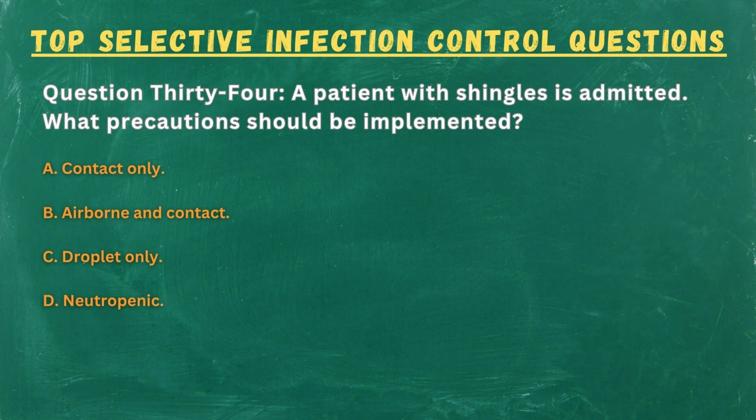Question 34. A patient with shingles is admitted. What precautions should be implemented? A. Contact only. B. Airborne and contact. C. Droplet only. D. Neutropenic. Answer. B. Airborne and contact.